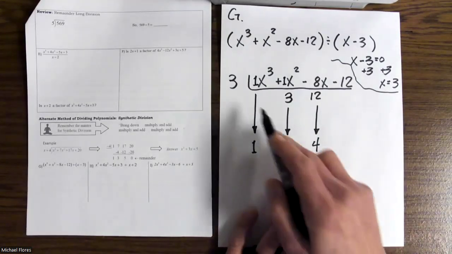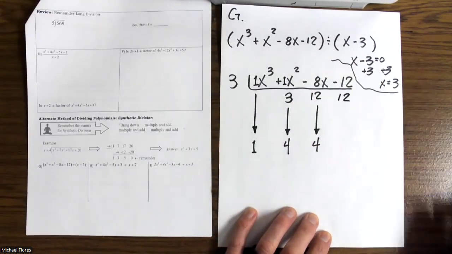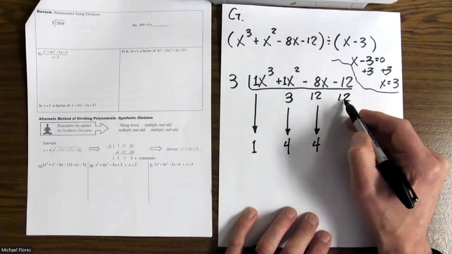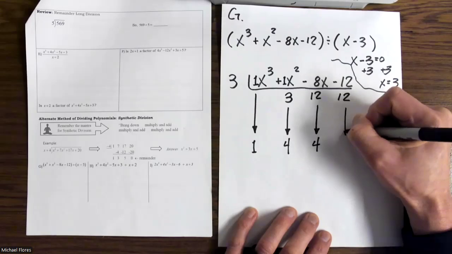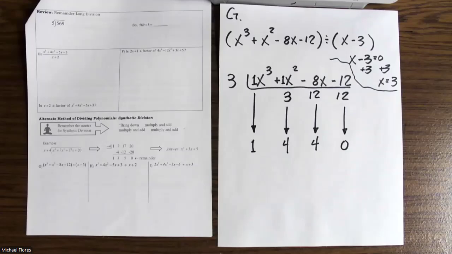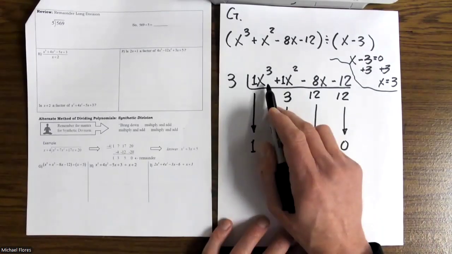Now we multiply. 4 times 3 is 12. This is a negative 12. This is a positive 12. Negative 12 plus 12 is 0. Meaning that's our remainder. We have a remainder of 0. We're done. Now, what about our letters here? Here's what we're going to do with those.